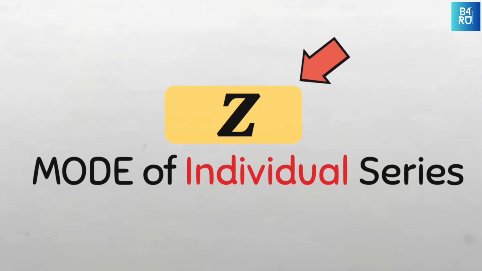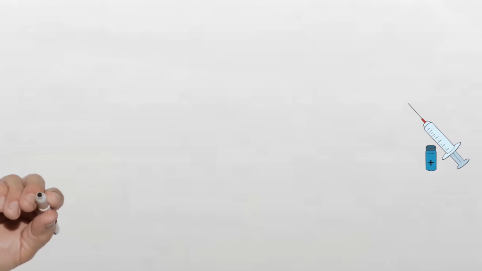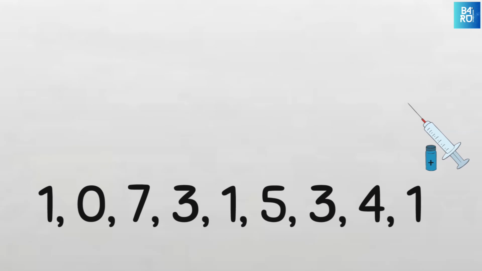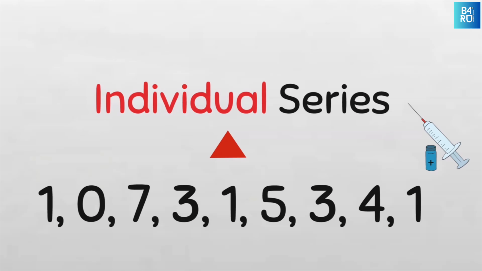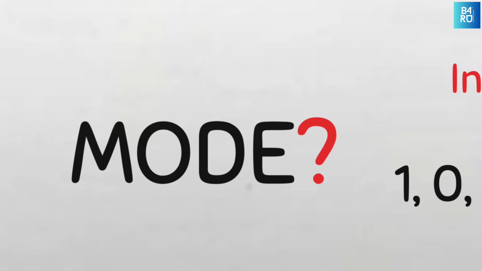Mode of individual series data. This is the data set of the number of vaccinations per child received by a sample of 9 children in Samaru's area. This is an individual series data because each number here represents the data from one child. Let's find the mode of this data.